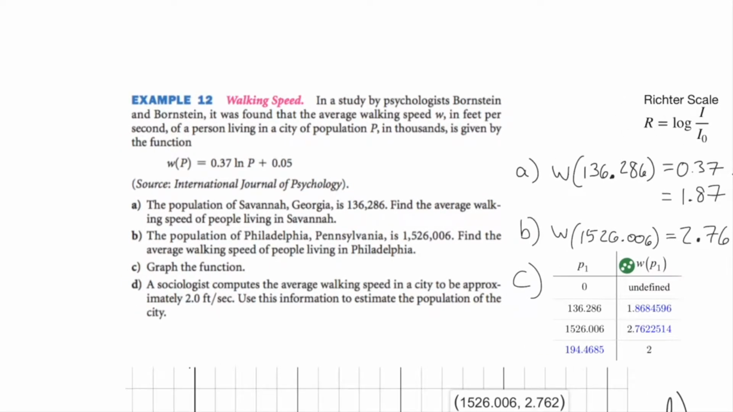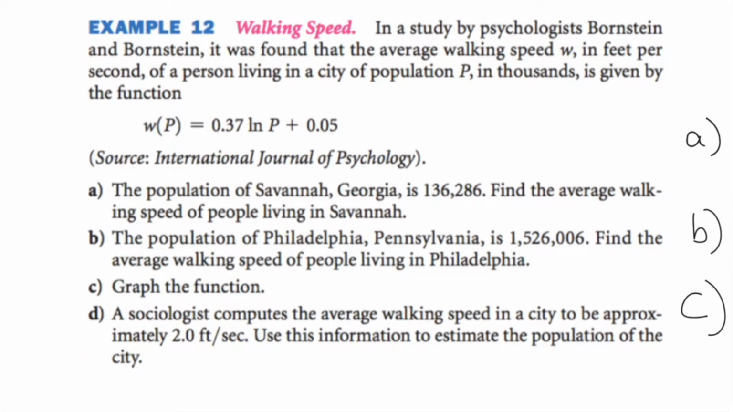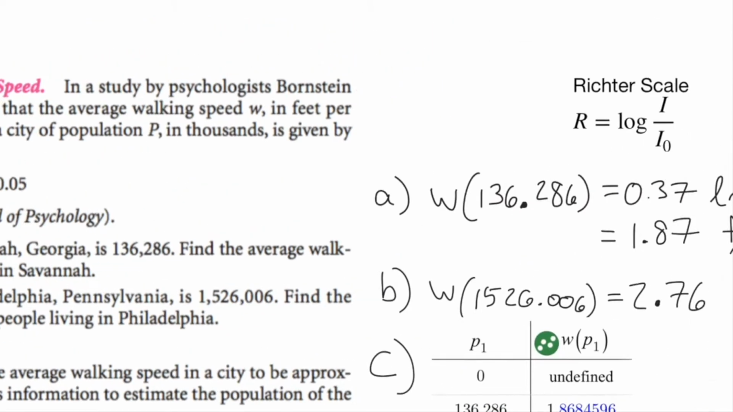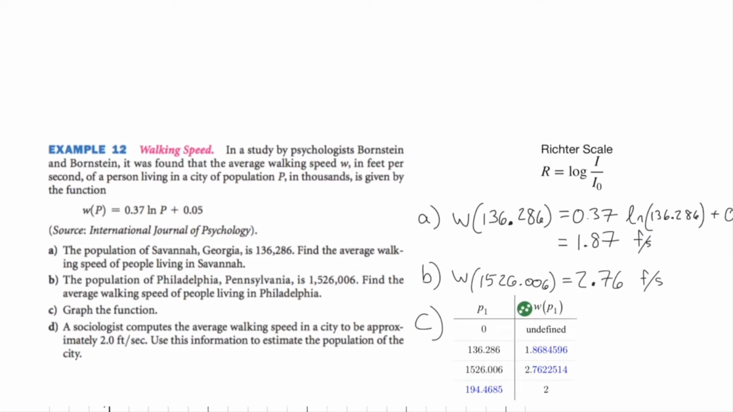Here, the population of Savannah, Georgia is 136,286. Find the average walking speed of people living in Savannah. So you take this value, it's a P value for the population, you plug it into the function and see what you get. You get 136.286. This is actually measured in thousands of people. So you put it in for P, and then you take the natural log of it, you multiply it by 0.37, and you add 0.05. And you get 1.87 feet per second. That's how fast they're walking.